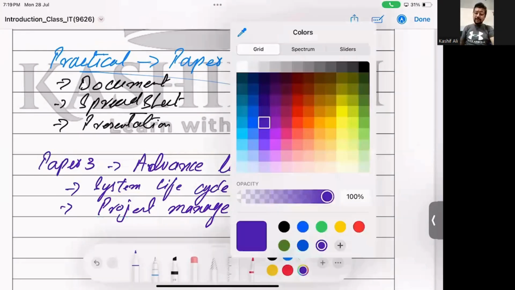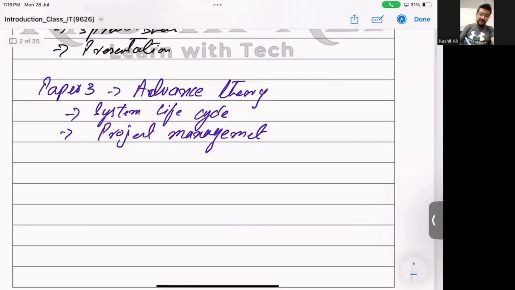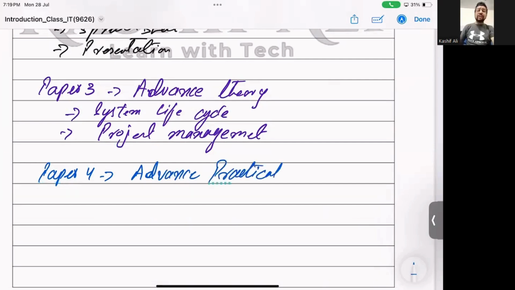So now we are talking about paper 4. Paper 4 is also the advanced practical. Whenever we talk about the advanced practical, it means that it is not the same software we are going to use. If there is some software we have to use for complex problems, we have to identify the solution for the complex problems.